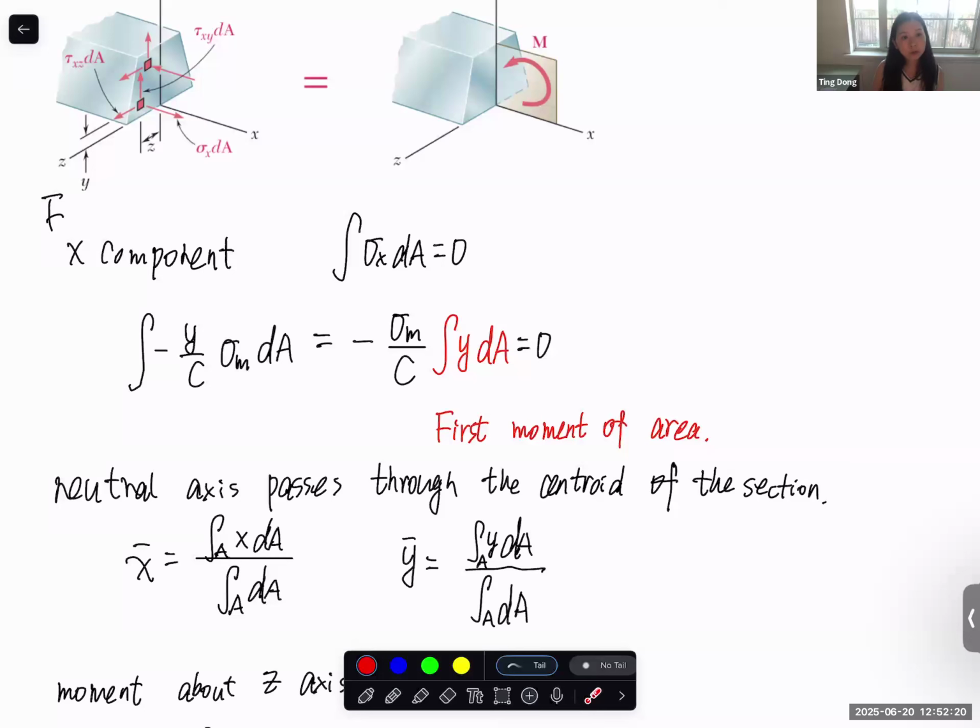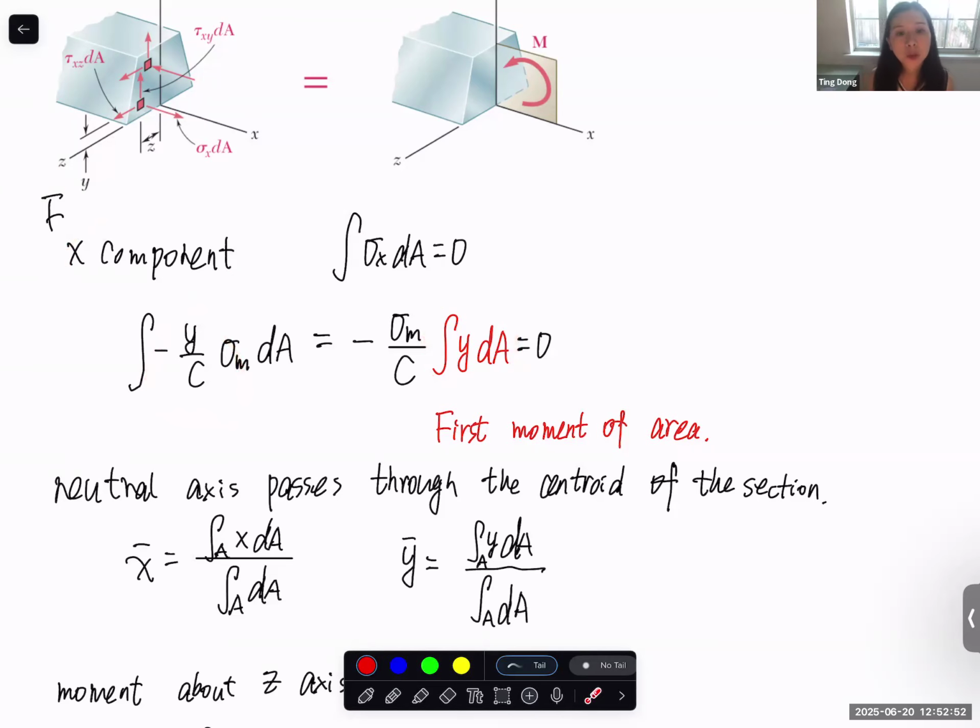So there's no force in the x direction. Also, for the force, we know that if the stress is uniformly distributed, force is equal to the normal stress times area, for tension and compression. But since the normal stress sigma x is not uniformly distributed, it changes linearly, so it becomes an integration. The integration of the stress over the cross-section area becomes the force. Now we know that the force in the x direction is zero, so this term should be zero. So we plug in the sigma x we just derived, and we get this equal to zero.